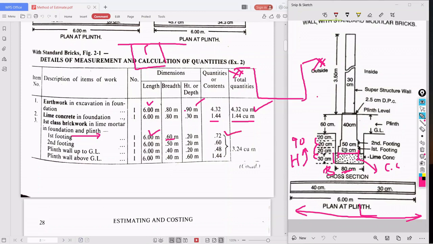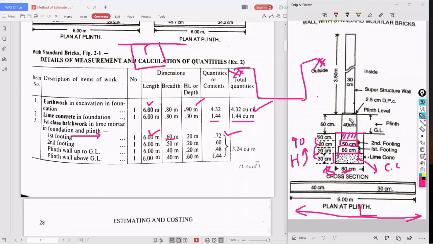Similarly, second footing. How much is there? Breadth is 50 centimeter, length is the same. Height is 20 centimeter. So 6, 0.5, 0.20, it is 0.60 meter cube. Similarly, plinth wall up to ground level. What is the plinth wall up to ground level? This one. So what is its width? It is 40 centimeter. Its height is 20 centimeter and length is 6 meter. So 6, 0.4, 0.20, it is 0.48.